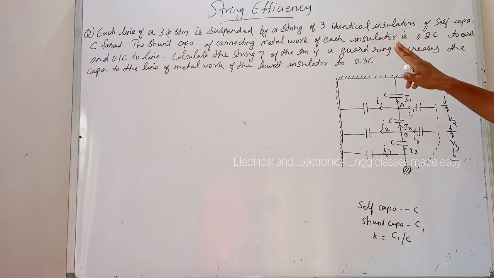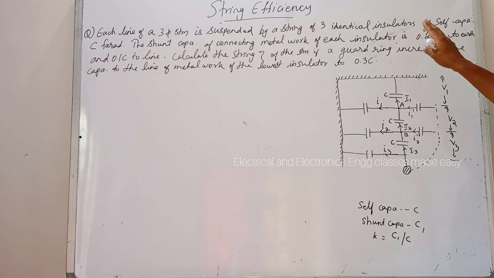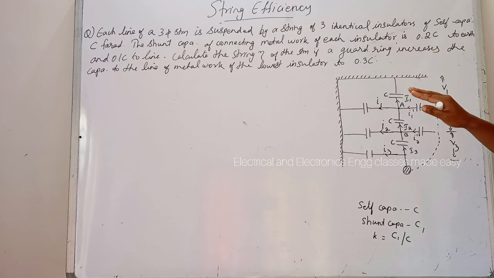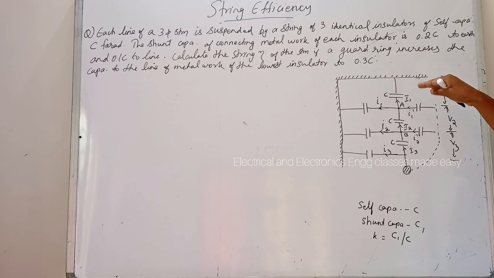The shunt capacitance of connecting metal work of each insulator is 0.2 C to earth and 0.1 C to line. Calculate the string efficiency of the system, if a guard ring increases the capacitance to the line of metal work of the lowest insulator to 0.3 C.